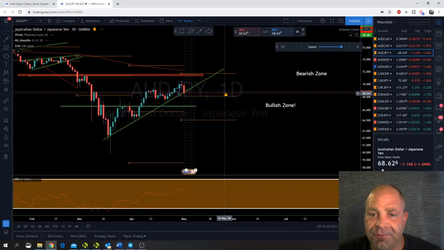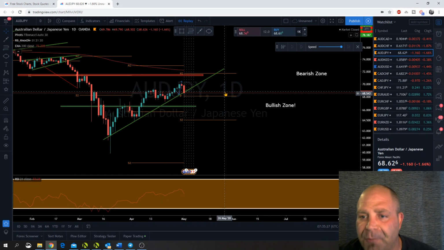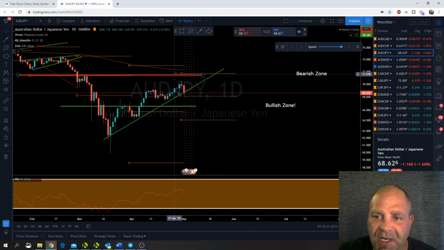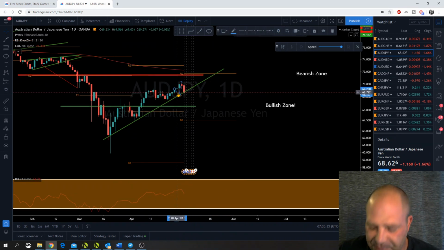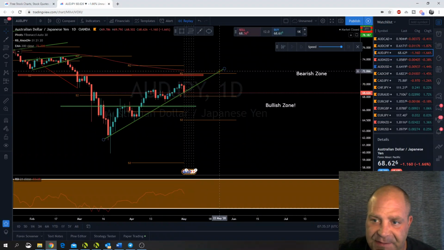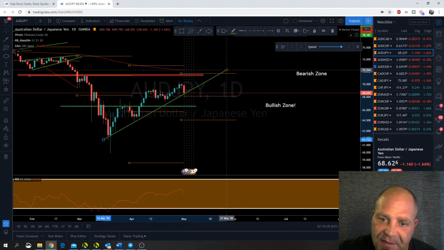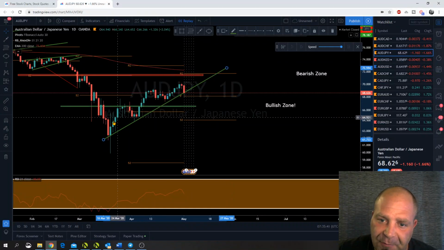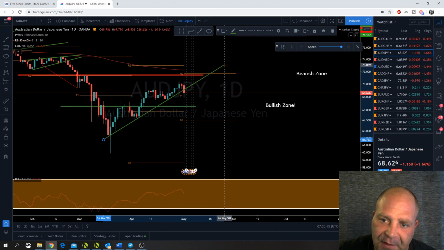Let's go to Australian dollar, JPY. Kind of the same thing, guys. This one never stretched up yet. So this one never made it all the way to where we identified as resistance. We have this trend that we're flirting with breaking right now. I mean, it's broke it if you're going to draw it that way.